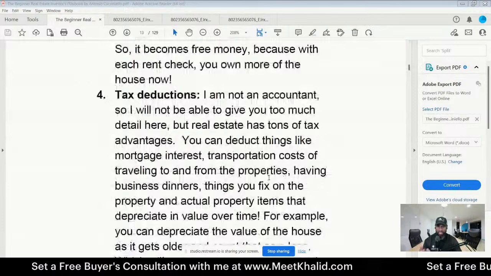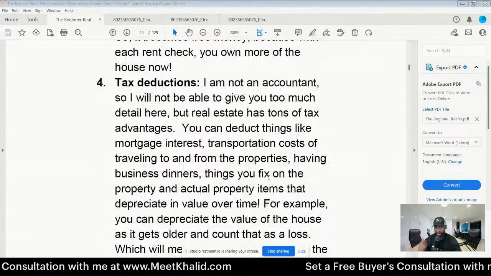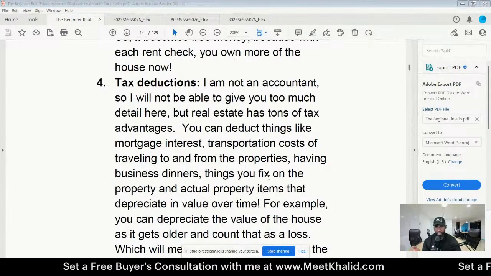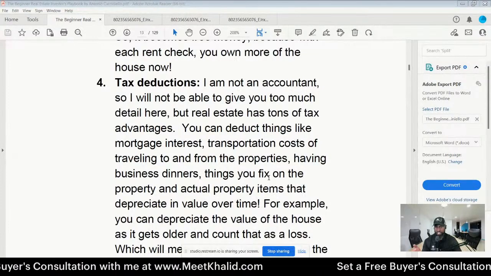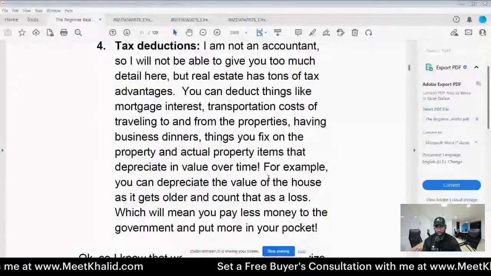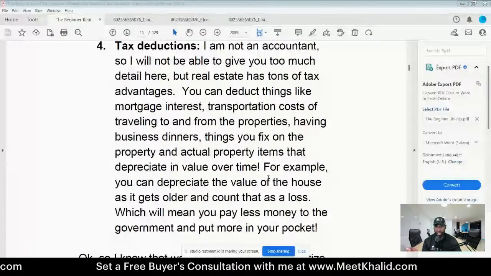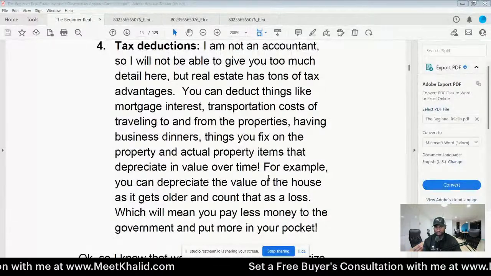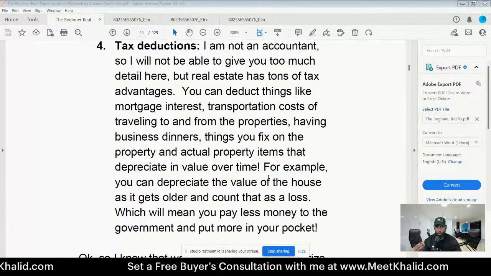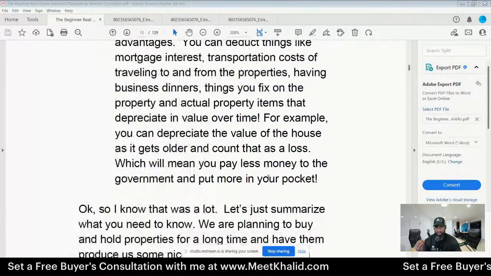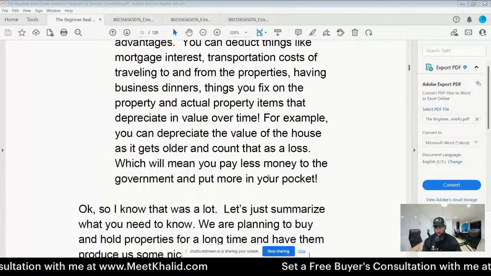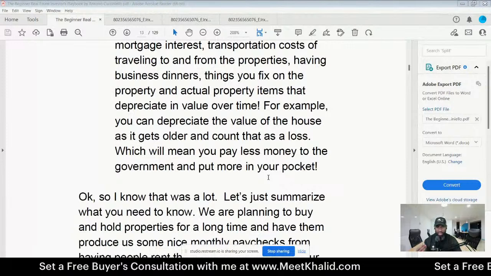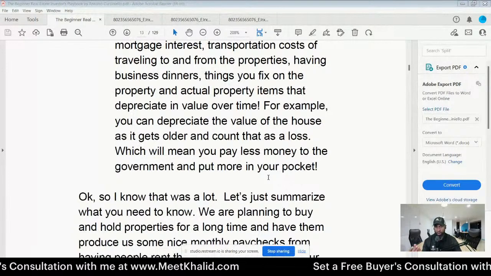Now this guy says that he's not an accountant, and I'm not an accountant either. So I won't be able to give you much detail here, but real estate has a ton of tax deductions: things like mortgage interest, transportation costs of traveling to and from the properties, business dinners, things you fix on the property, and actual property items that depreciate in value over time. For example, you can depreciate the value of the home as it gets older and count that as a loss, which will mean you will pay less money to the government and put more in your pocket.